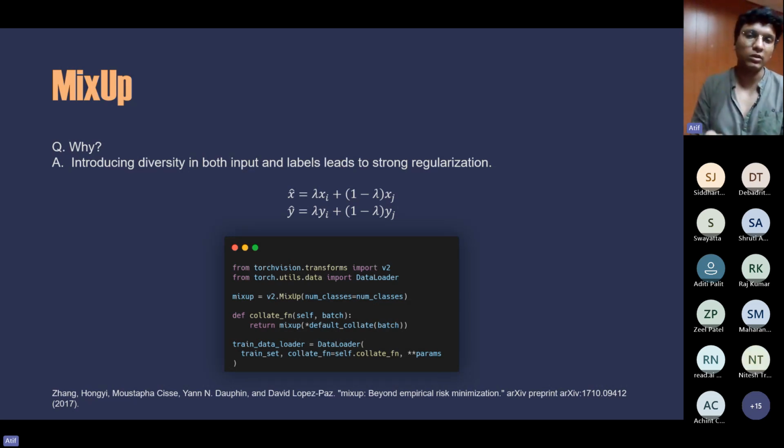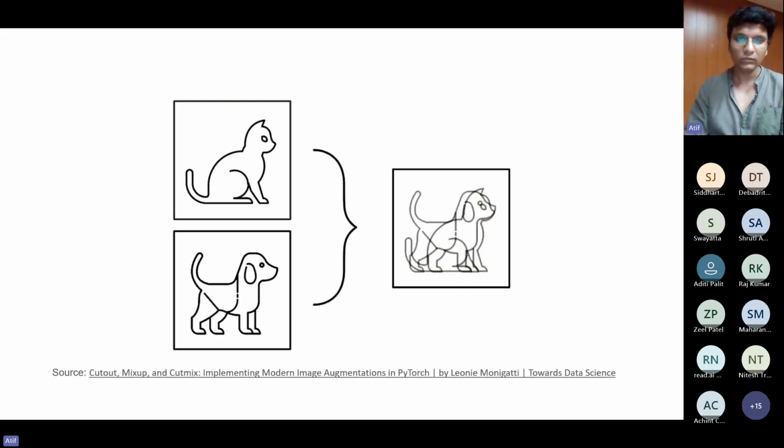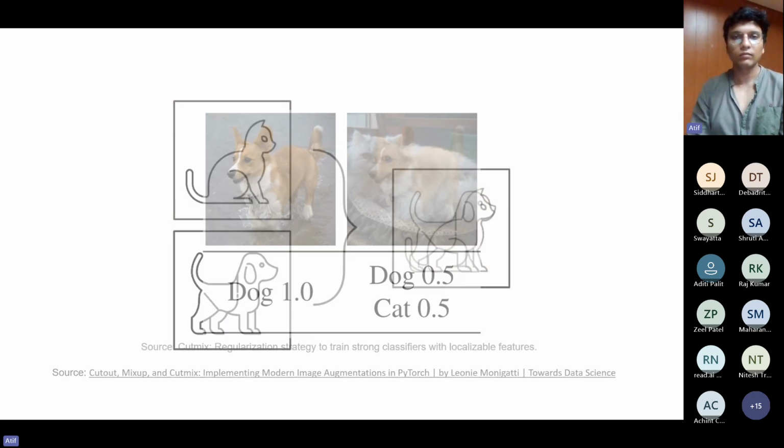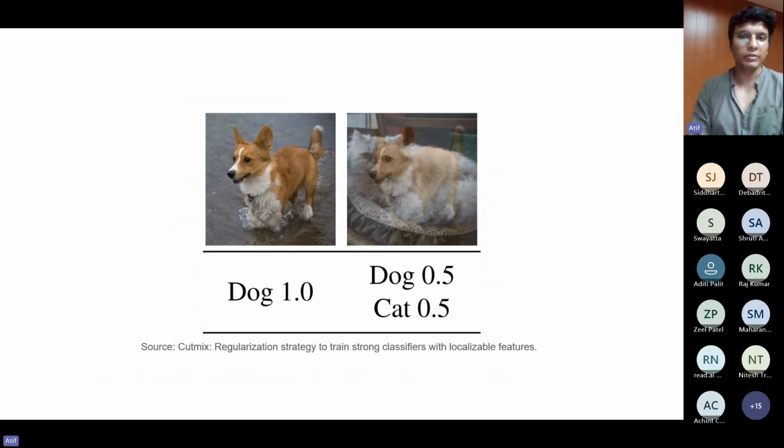But this sort of regularization is very strong regularization. So if you're implementing this, make sure you run it for more epochs. And this is what mix-up looks like. So if you have a cat and a dog image, if you apply mix-up, this is what it will look like. And this is on the ImageNet dataset. If you have a cat and a dog, and if you take lambda to be 0.5, the right image is what comes out if you apply mix-up.